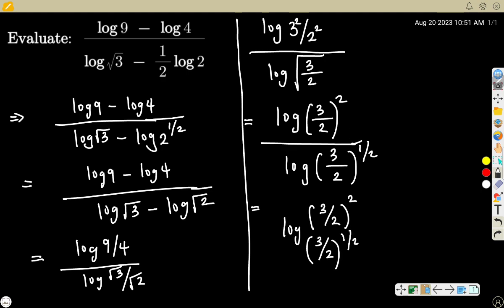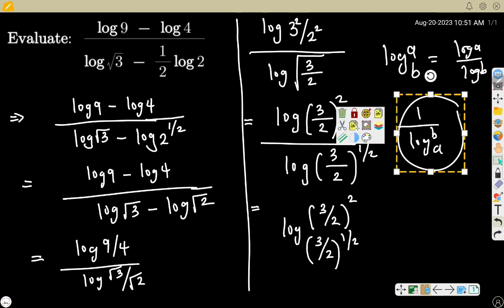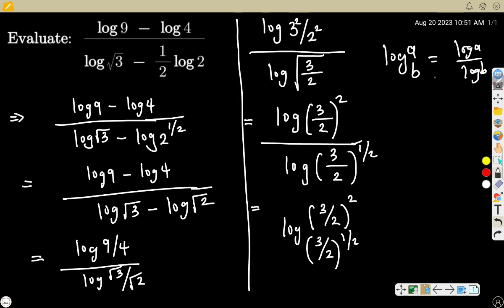So that's the law. Look at it again. Log a base b will be equal to log a divided by log b. So if you say change of base is 1 over log b base a, we are not using this, so we are using this one. Because I'm using that, log this divided by log this will be log 3 over 2 square base 3 over 2 raised to power half.